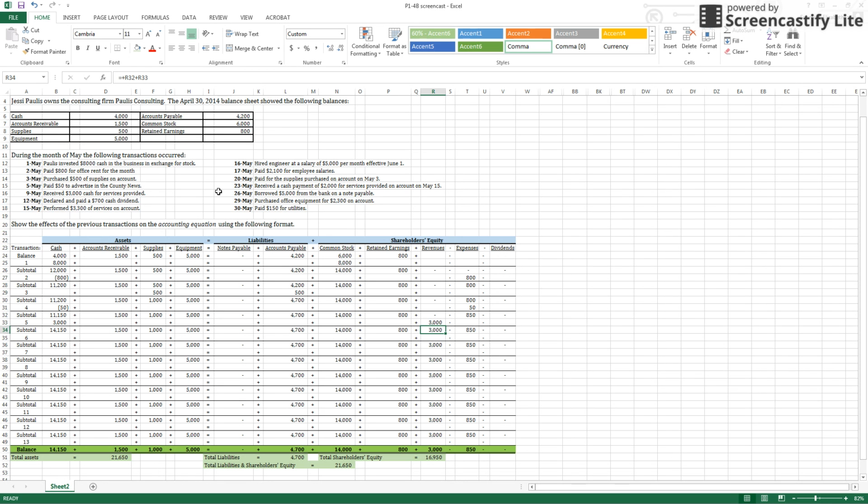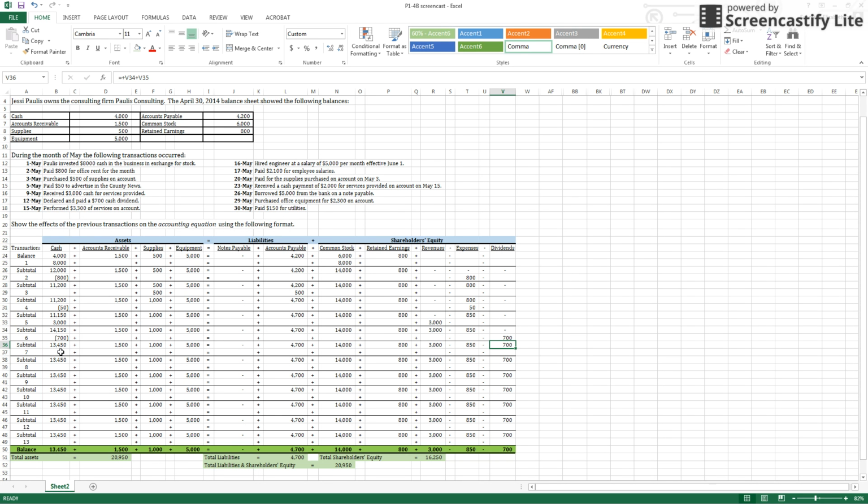Now, on the 12th, declared and paid a $700 cash dividend. Well, that means that our cash went down $700 and we paid a dividend over here. That means we distributed money to our shareholders, which again, you can see the minus, it's a subtraction from shareholders' equity.